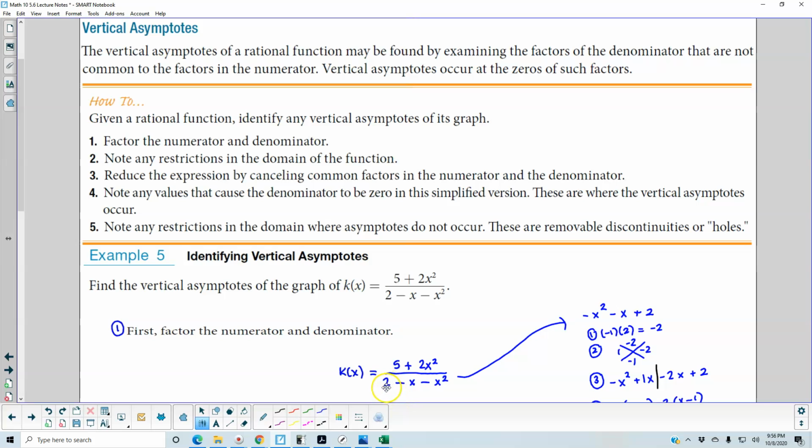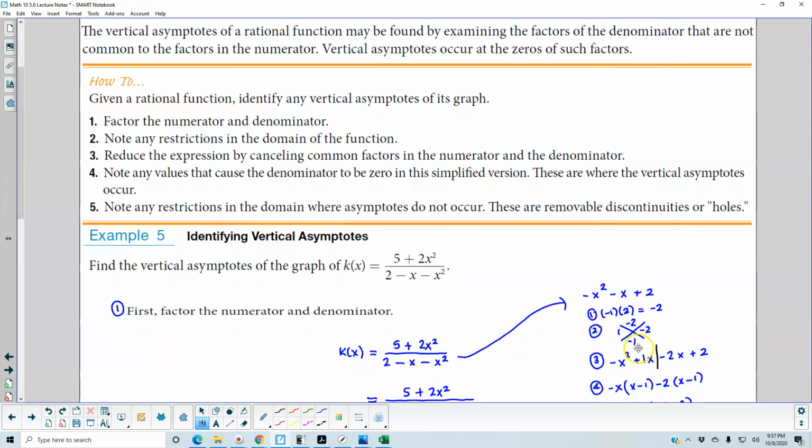Now in the denominator we have 2 minus x squared. I'm going to rewrite this as negative x squared minus x plus 2. All I did was write the minus x squared at the beginning and a 2 at the end. Now since the leading coefficient is not a 1, we're going to have to use the AC method to factor. A is negative 1, C is positive 2, so we multiply them together and get negative 2. The middle number is negative 1. So what two numbers multiply to get negative 2 and add to get negative 1? We get 1 and negative 2.